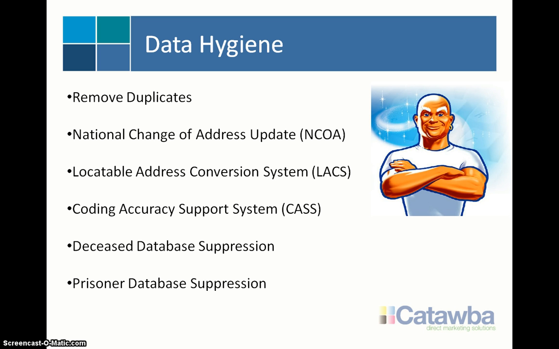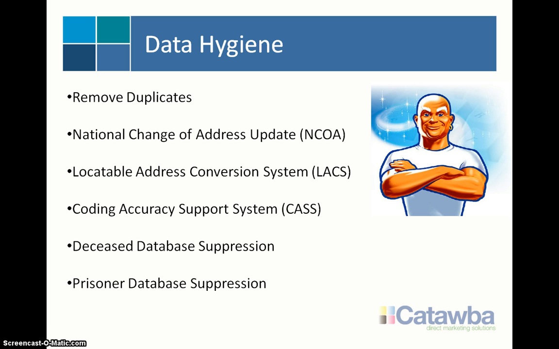We can also do a locatable address conversion system. What this does, it converts rural style addresses to city style addresses, which are more likely to deliver through the post office. We can also run a coding accuracy support system, and what this does is it corrects addresses where it can. It also tells you which addresses in your database will not deliver. That way you're not wasting money there as well.